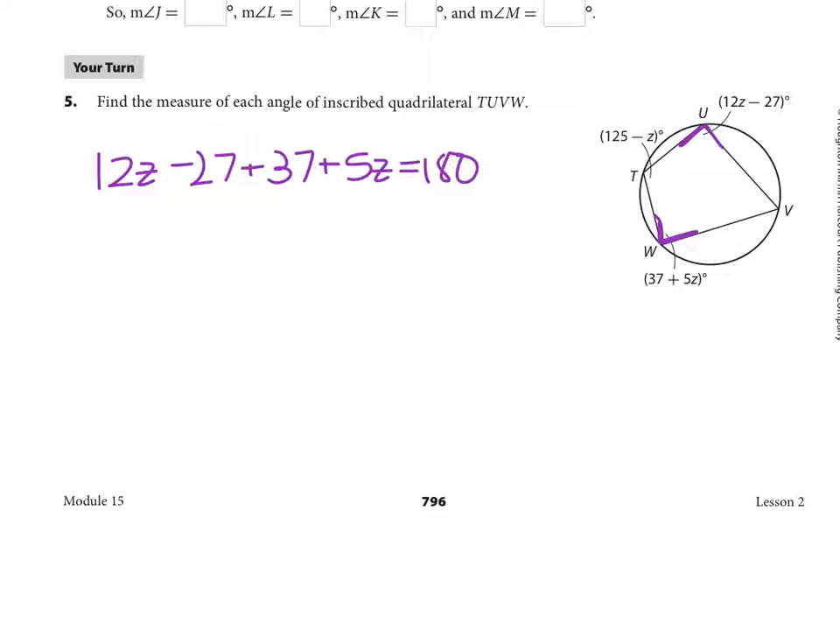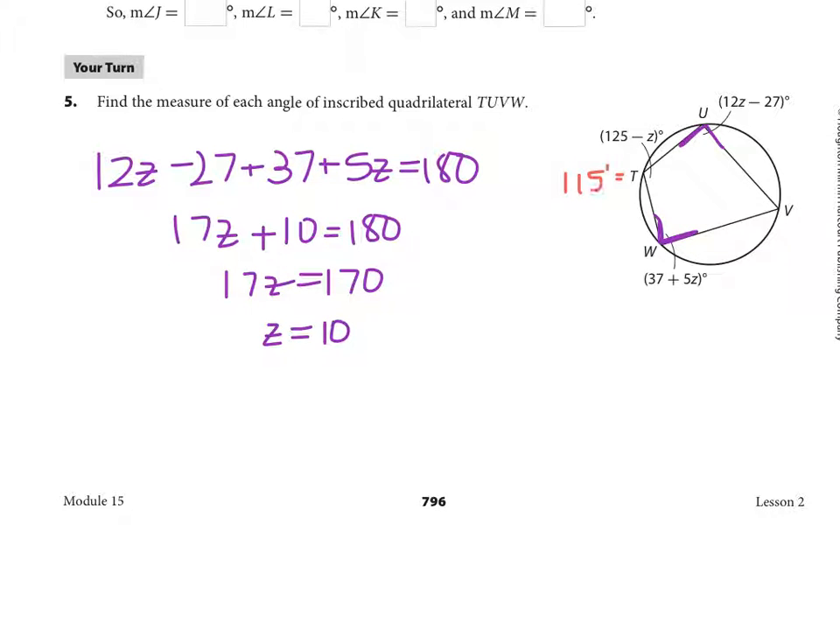All right, and then you can pause the video here for a second. We're just going to work this out to find the value of Z. So I did that and I got Z to be 10. And then they wanted me to find all the angles. So to do that, I'm going to need to plug back in. So some of that is really simple, like T, I can do that right now. T is going to be 115 degrees. 10 is a pretty easy number to work with. So W is going to be 87 degrees. And let's see, 120 minus, that's going to be 93 degrees.